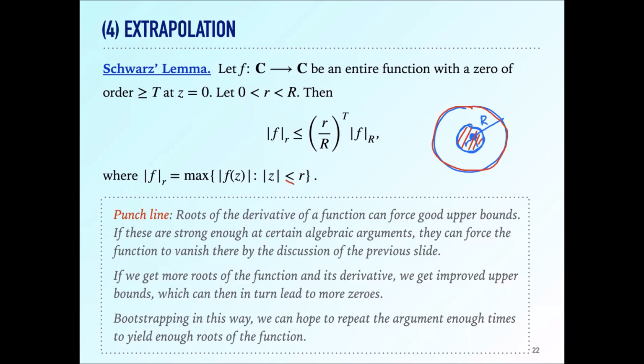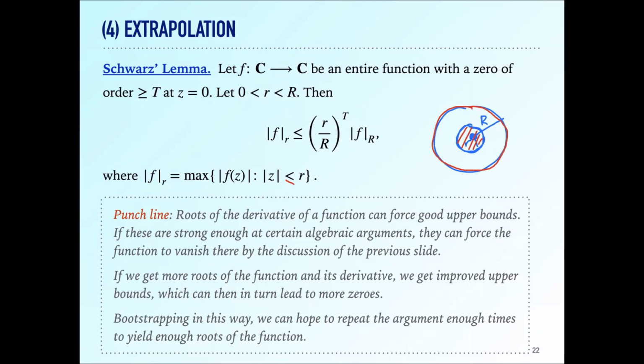So the punchline, maybe just read this: roots of the derivative of a function can force good upper bounds. If these are strong enough at certain algebraic arguments, they can actually force the function to vanish. So then we get more roots of the function, and maybe this works also for the derivative of the function, and more roots of its derivative, you get improved upper bounds, which then lead to more zeros. This is called extrapolation or bootstrapping. You start with zeros, but also zeros of the derivative.